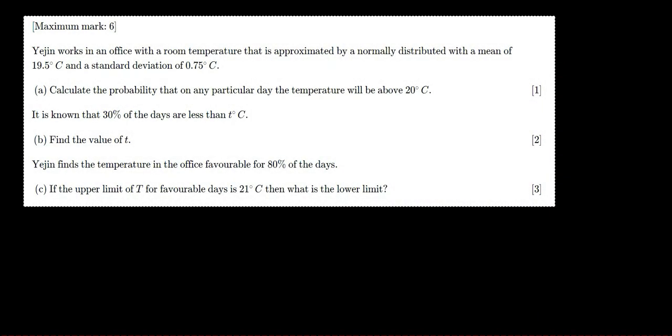So here's the question, yet another normal distribution question with a little more challenge to it. But that's nothing to worry about because we're still gonna keep it light, keep it simple, right? So we have Yejin works in an office with room temperature that is approximated by normally distributed with a mean of 19.5 degrees and a standard deviation of 0.75 degrees Celsius. Okay, so we have the temperature which is normally distributed. Perfect. I'm gonna write it right here. Temperature is normally distributed and we have the mean of 19.5 and then the variance of 0.75 squared. So remember, variance, standard deviation squared.